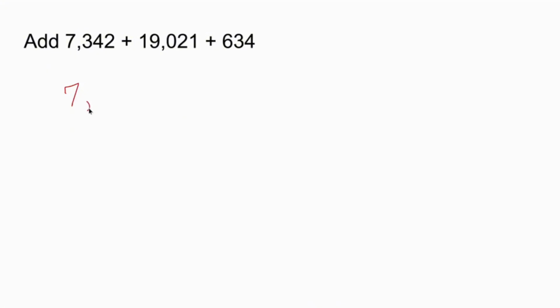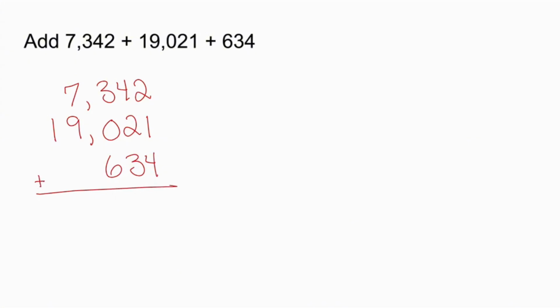So 7,342. 19,000 is going to move to the left a little bit, so they'll keep the thousands in the thousands place and the hundreds in the hundreds place and the 2 and the 1 where they belong. And then we're going to add 600 in the hundreds place, 34.